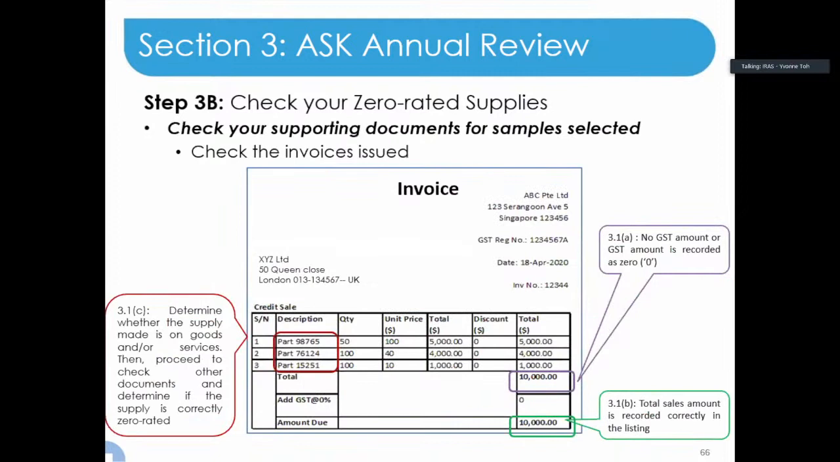For each of the samples selected, ABC will then have to retrieve the invoice which they have issued for the sale and check for the following: that no GST amount is shown on the invoice or the GST amount is recorded as 0. The total sales amount is recorded correctly in their zero rated supplies listing based on the invoice. From the description of sale that is stated on the invoice, ABC should then determine whether the supply made is on goods and or services before they proceed to perform other relevant checks.